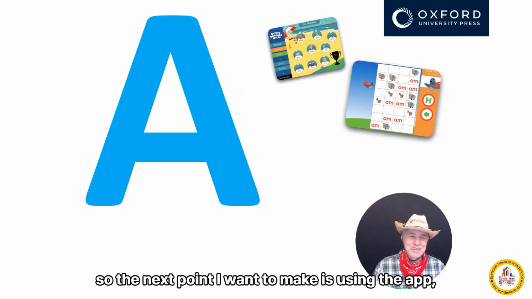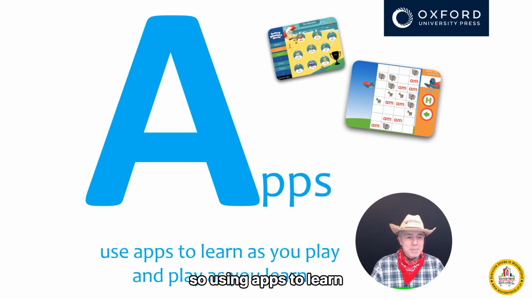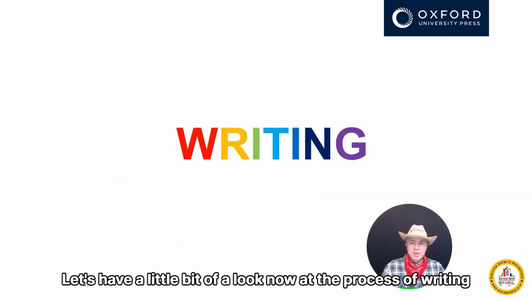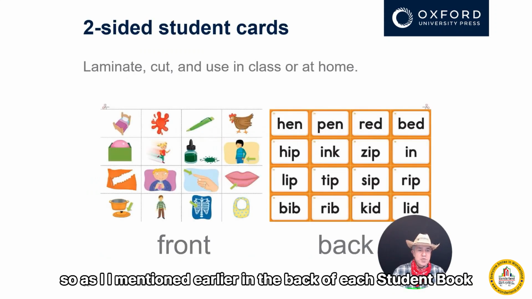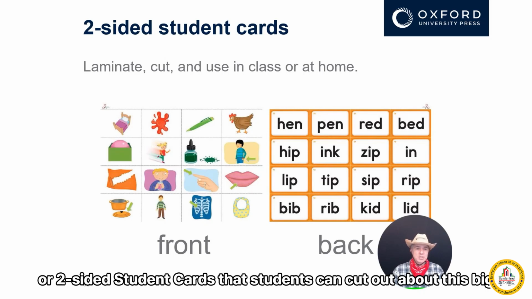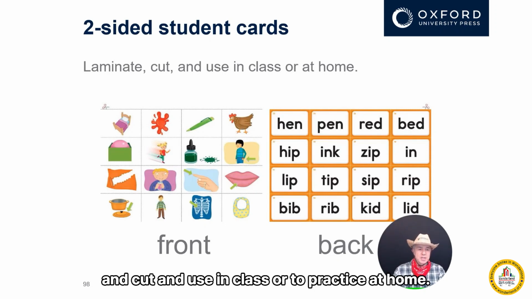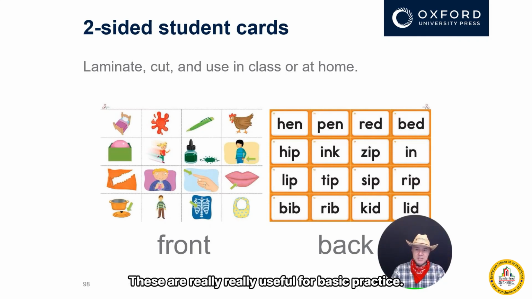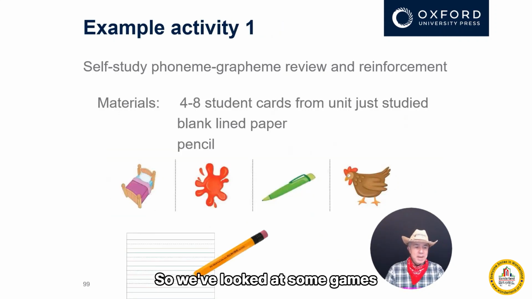Okay, great stuff. All right, so the next point I want to make is using the apps, using apps to learn as you play and play as you learn. Okay. Let's have a little bit of a look now at the process of writing. As I mentioned earlier, in the back of each student book are two-sided student cards that students can cut out. They're about this big, and cut and use in class or to practice at home. On one side is the image, and on the other side is the word itself. Okay, so these are really useful for basic practice.